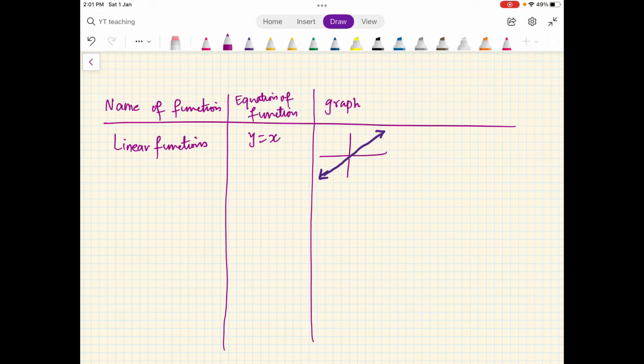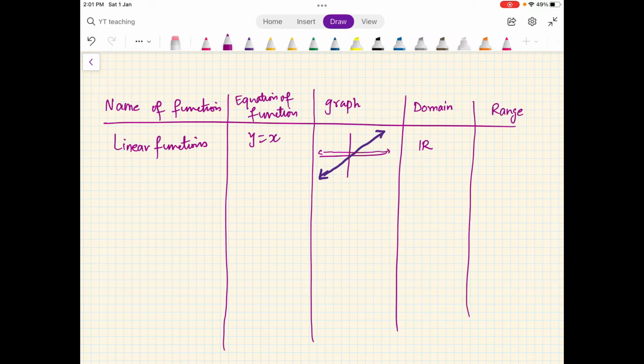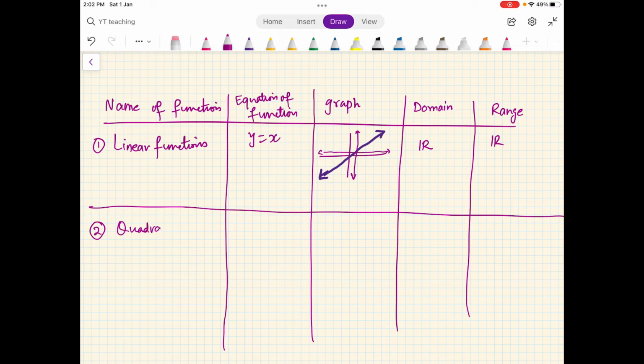If I ask you what is the domain, you can tell me the domain is all real numbers because it's going from here to here. And what is the range? Range again is all real numbers. Can you see? It's covering all the y values. So this is the first kind of function which we will meet again and again throughout this course. And then we have the second kind of functions, quadratic functions.